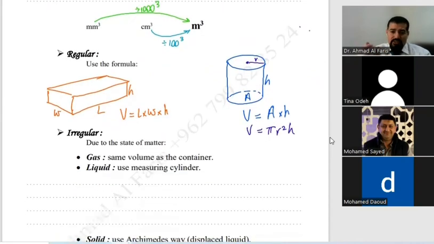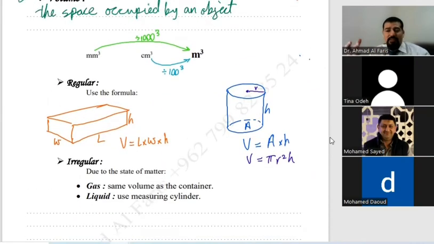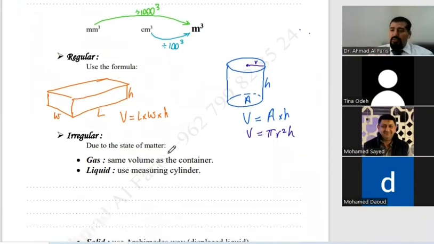But for irregular shaped objects, what formulas are we going to use and how do we find the volume of any object? It depends on the state of matter. If we are talking about a gas, how much is the volume of the air in this room? It's the same as the volume of this room. How much oxygen is inside the bottle of oxygen? It's the same volume as the container, the bottle itself.